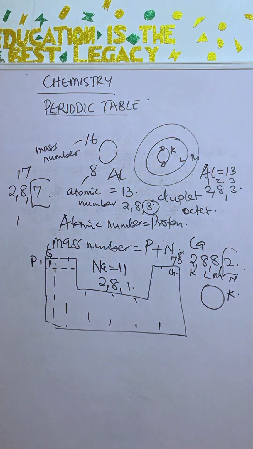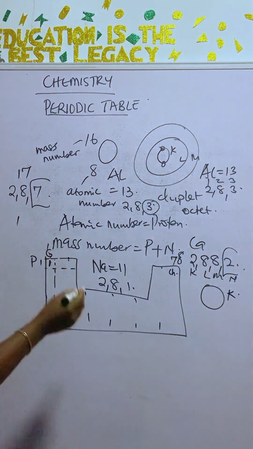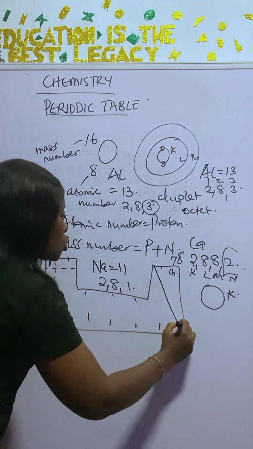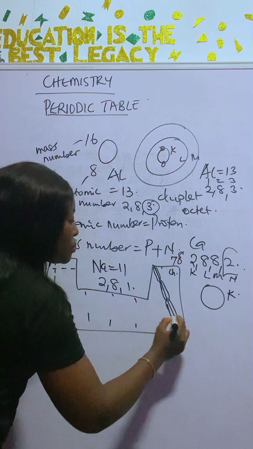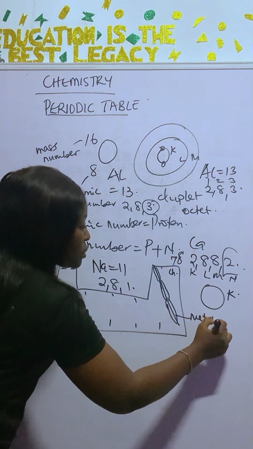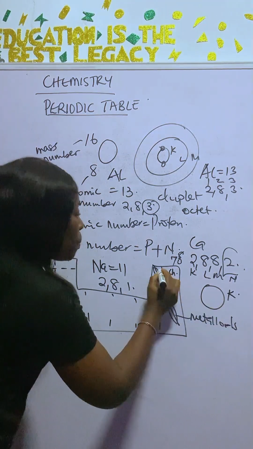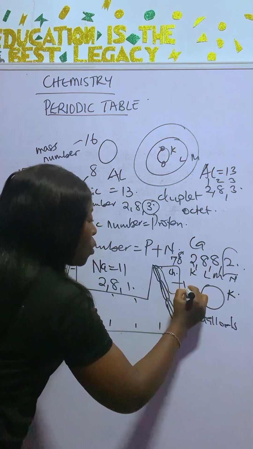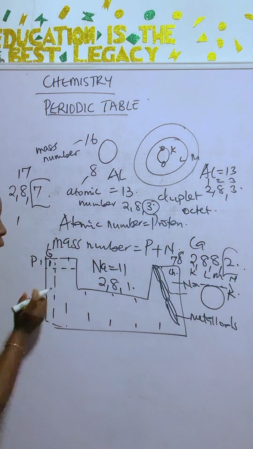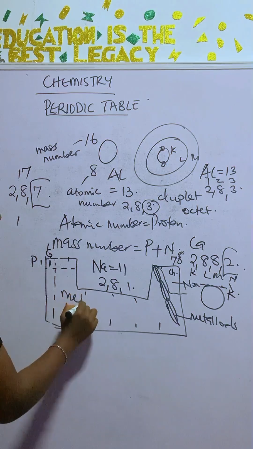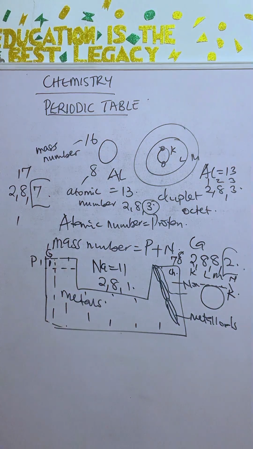And then, where do we find them in the periodic table? Now, there's a diagonal line here. So all the elements that fall within this range are called the metalloids. These are called the metalloids. From here down, they are called the non-metals. And everything this way are called the metals. That's how the periodic table is shaped.